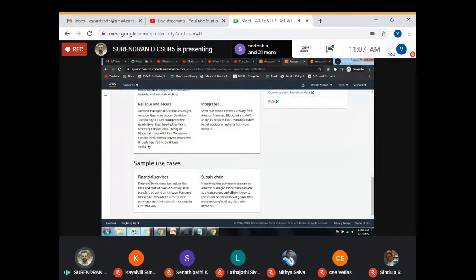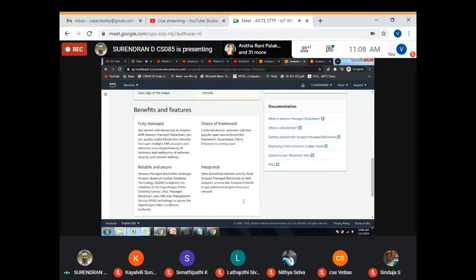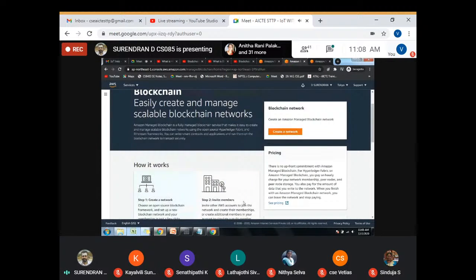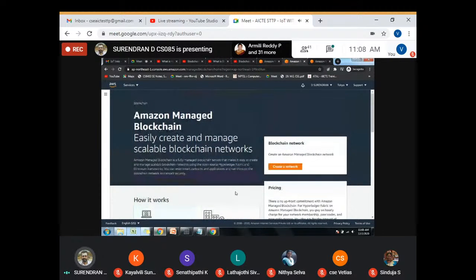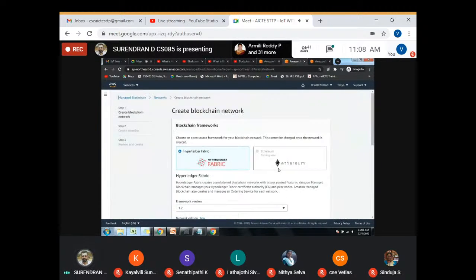So the thing is that you can use it for financial services. The financial services can reduce the time and cost of cross-boundary asset transfers by using blockchain to directly send payments to other networks in a trusted way. And supply chain manufacturing businesses can use an Amazon blockchain network as a transparent and efficient way to keep track of ownership of goods that move across global supply chain networks, right? So now I've shown you, and I'll just browse through the steps.